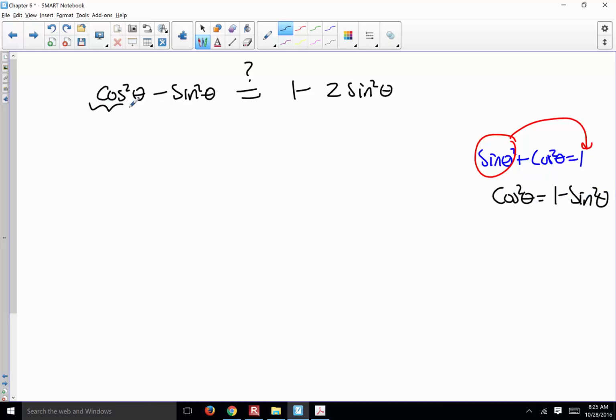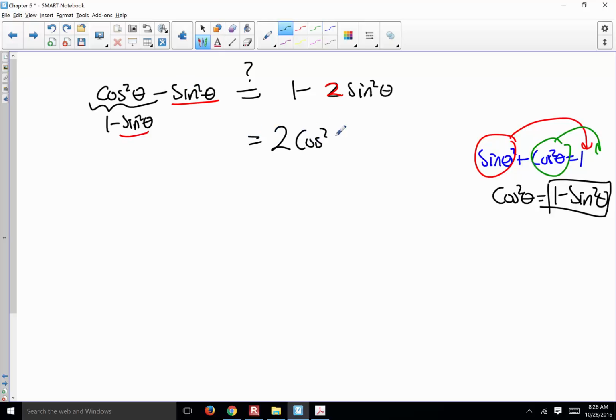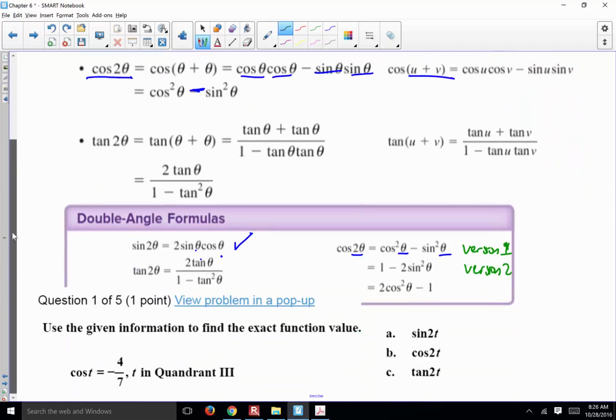And instead of this cosine squared, now you have 1 minus sine squared. Oh my god, these are the same. Same thing twice, subtracted from 1, means 1 minus twice sine squared theta. If you flip cosine square and replace sine square with that, you will obtain 2 cosine squared theta minus 1, the third version.